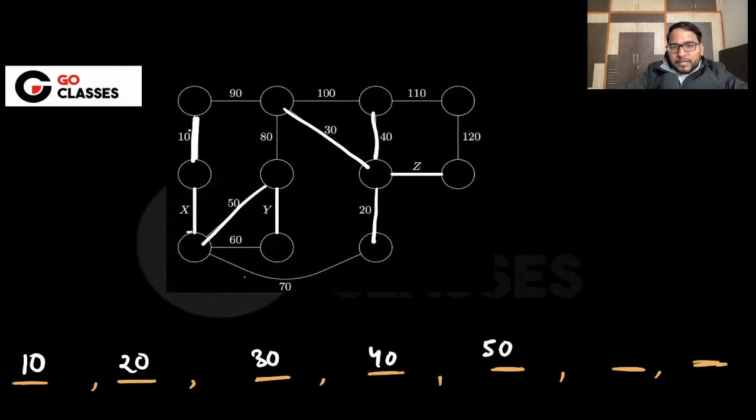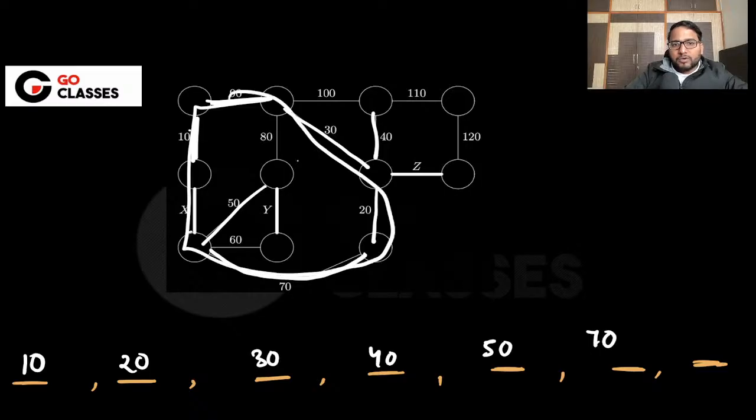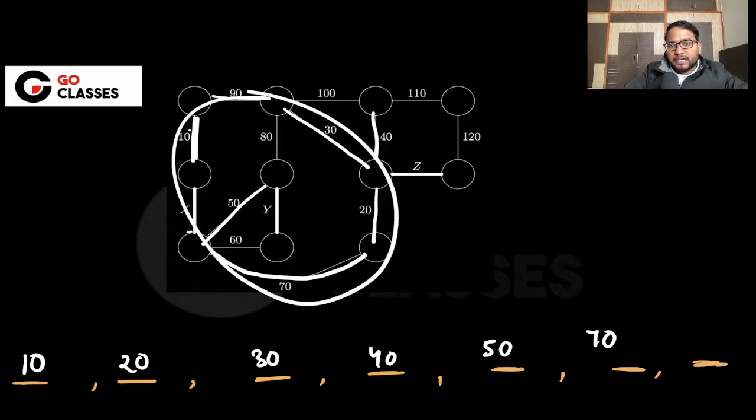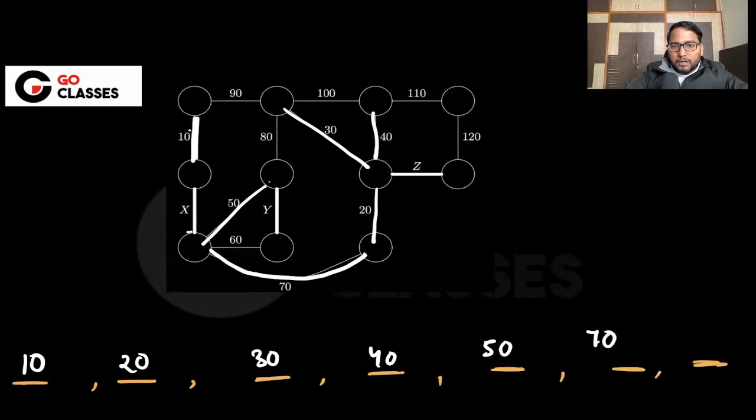What about 70? Is 70 forming a cycle? Let's check. No, so you can take 70. What about 80? I think 80 is forming a cycle, so you will not take 80. What about 90? Yes, 90 is also forming a big cycle, so no. What about 100? 100 is also forming a cycle.